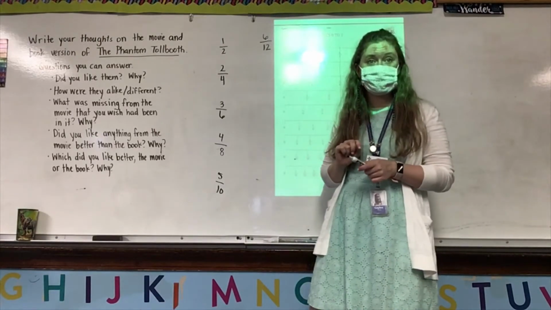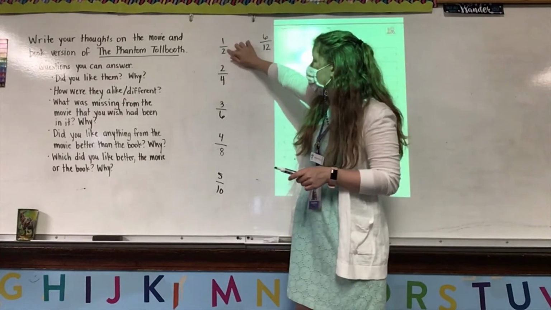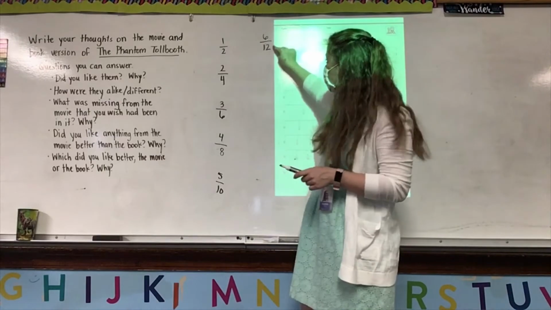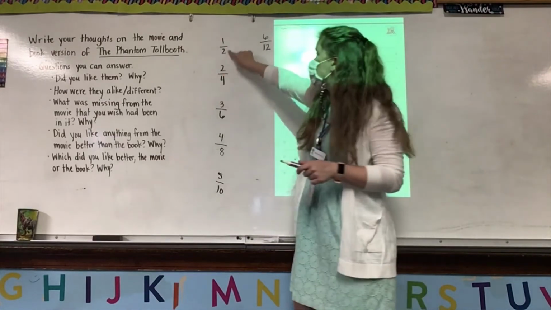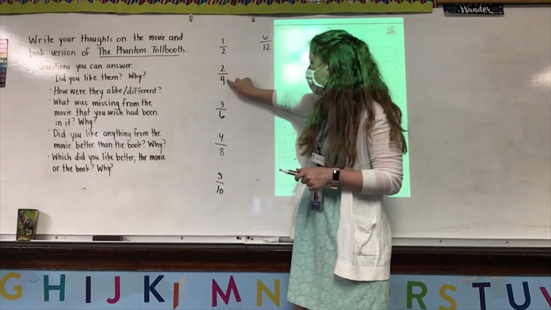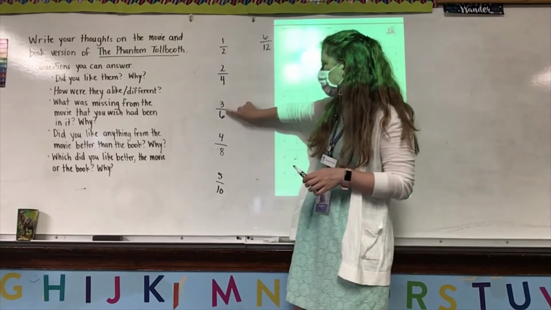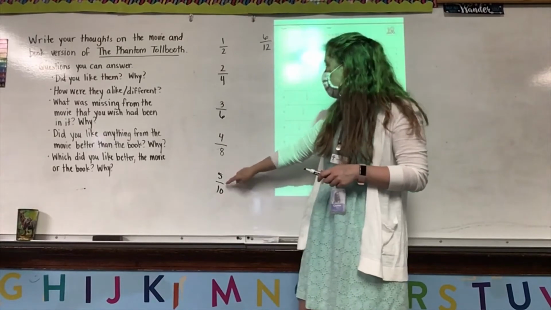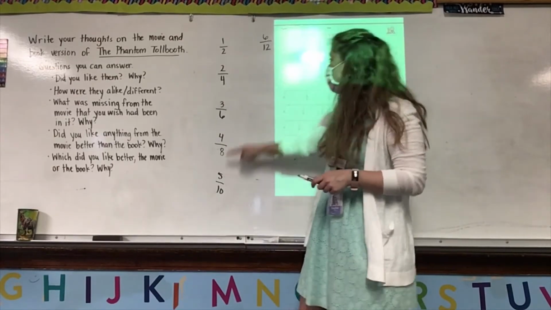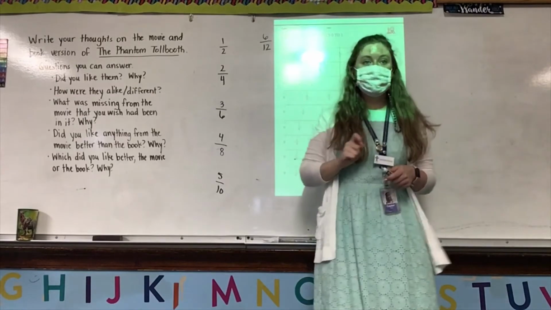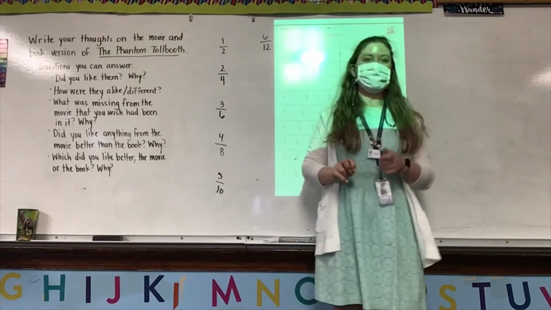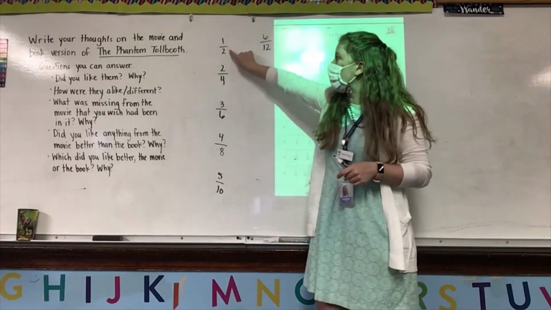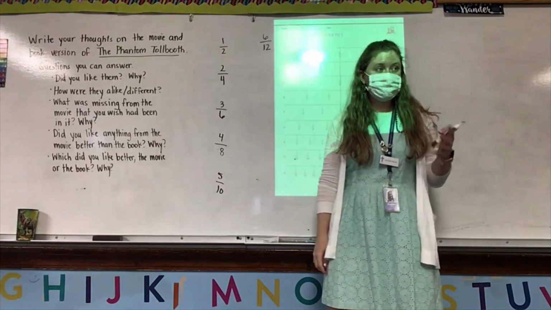What that means is if you divide the denominator by 2, you're going to get the numerator. 2 divided by 2 is 1. 4 divided by 2 is 2. 6 divided by 2 is 3. 8 divided by 2 is 4. 10 divided by 2 is 5. 12 divided by 2 is 6. Another thing is, if you divide the denominator by the numerator, you get 2.